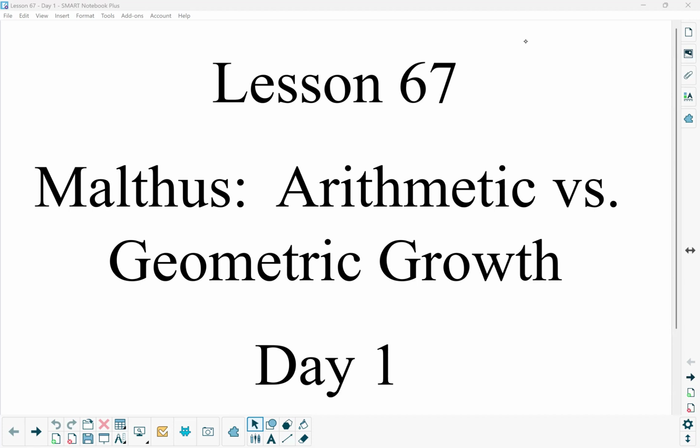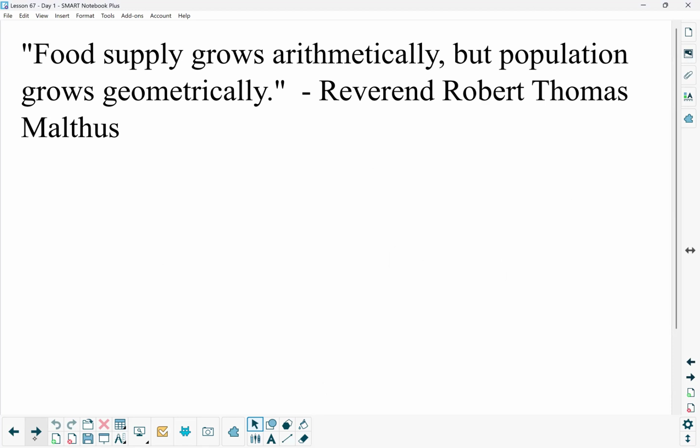We're going to begin lesson 67 today, titled Malthus, Arithmetic versus Geometric Growth. And so, what you might be wondering is, what is Malthus? But it's not a what, it is a who. Reverend Robert Thomas Malthus had once observed that food supply grows arithmetically, but population grows geometrically. And the wonder there was, how can our food supply keep up with our population growth?